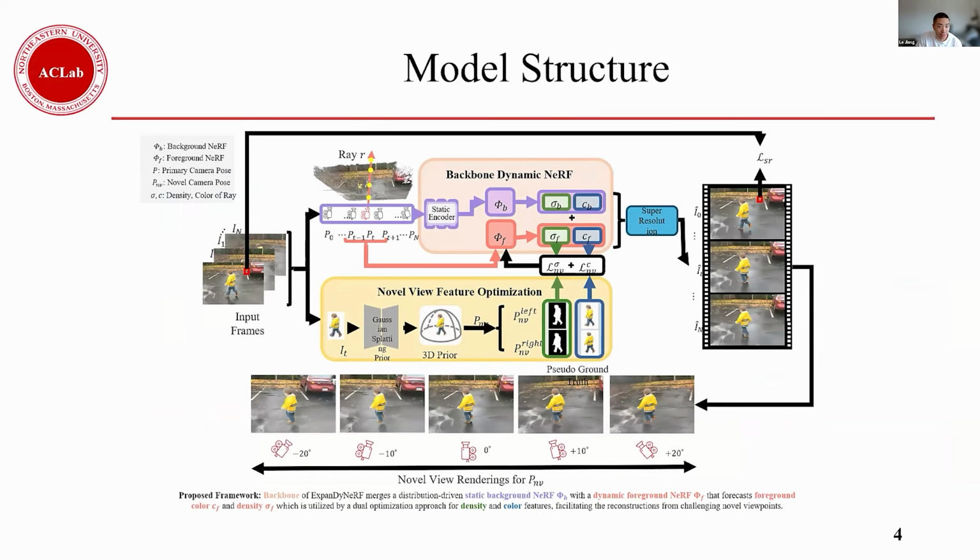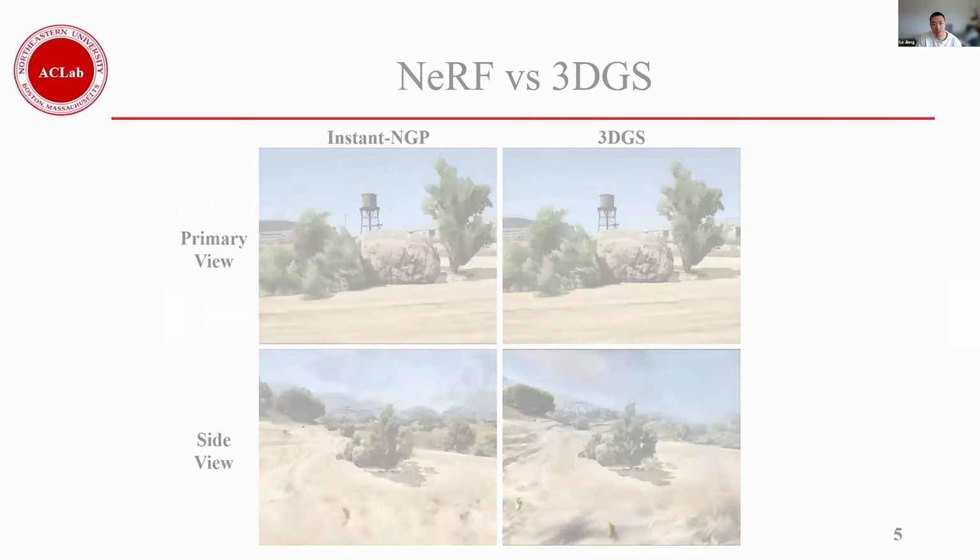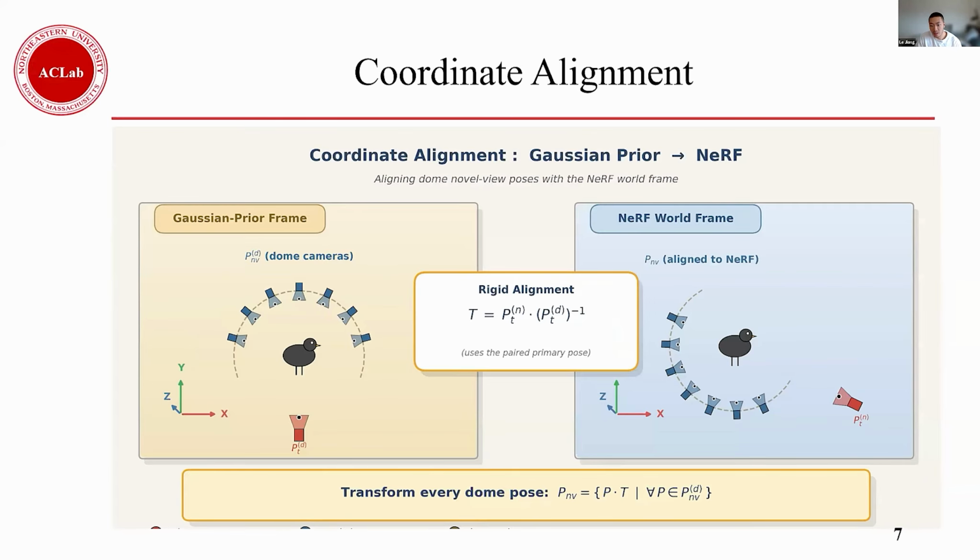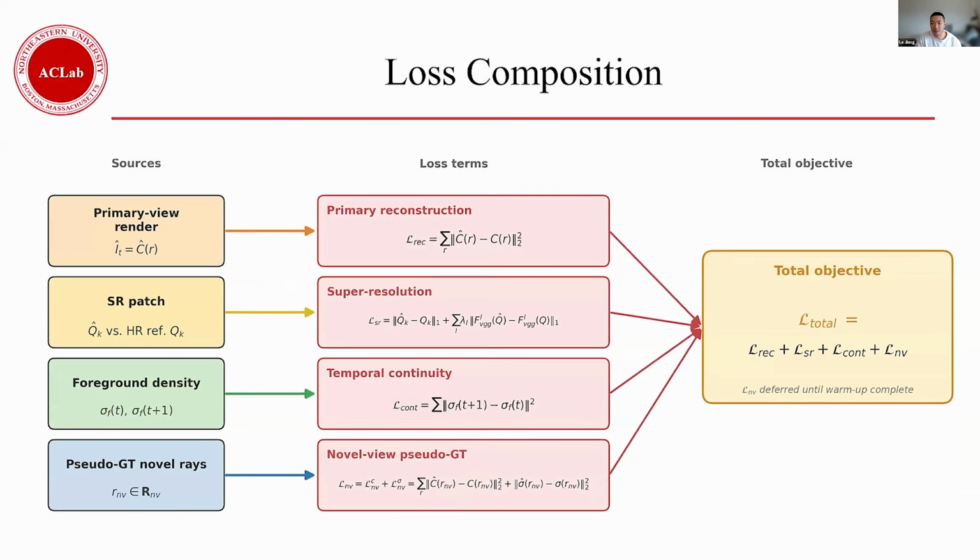One is for the sigma, the density, and one is for the color. These are the two losses. And this is the loss composition.